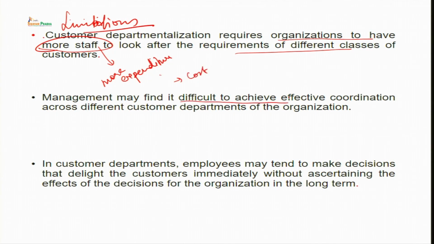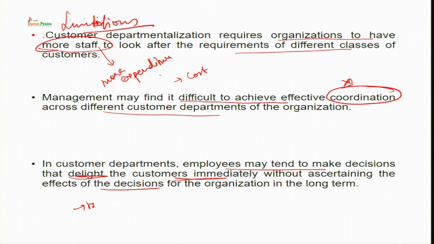Management may find it difficult to achieve effective coordination across the different customer departments of the organization. So, if we go for customer departmentalization, there can be chances of some kind of mismatch or lack of coordination amongst various departments. Further, in this kind of departmentalization, employees may tend to make decisions that delight the customers immediately without ascertaining the effect of decisions on the organization in the long term.